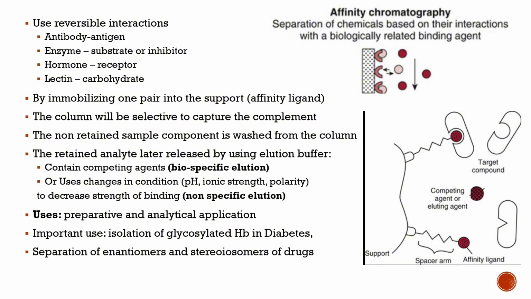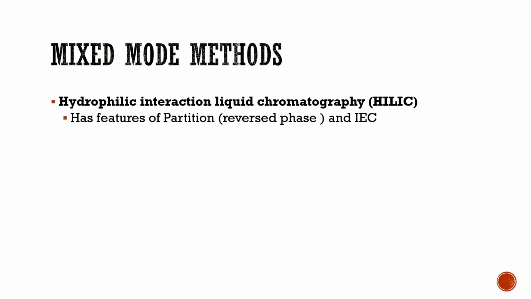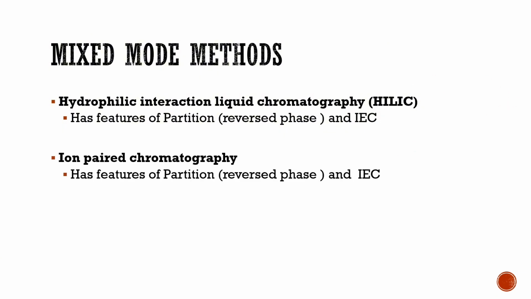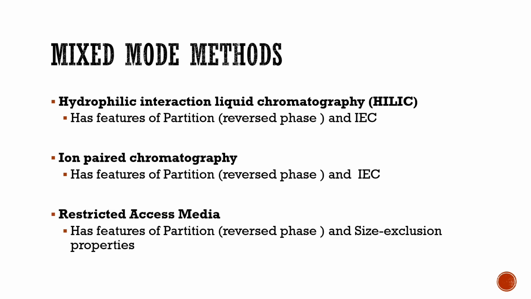Separation of enantiomers and stereoisomers of drugs can be made by using this method. Now the last method is the mixed mode methods, and from the name, you can use different modes of separation in one column, like the hydrophilic interaction liquid, which has features of partition and IEC. The ion paired will have a feature of partition and IEC. The restricted access media will have features of partition and size exclusion. So you can read them and get to know each type of them.